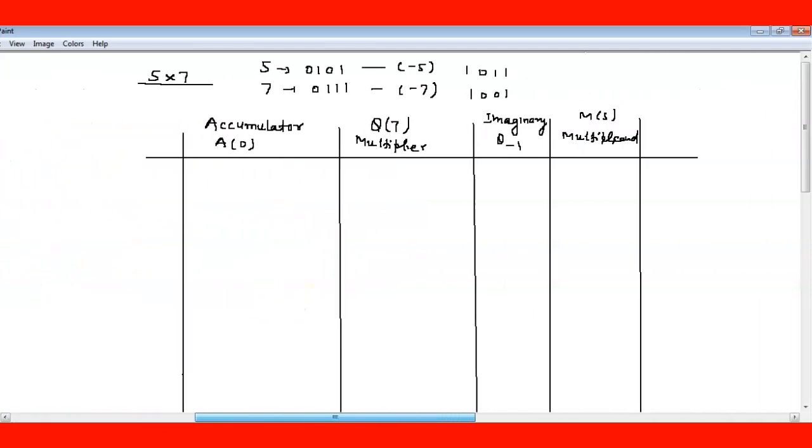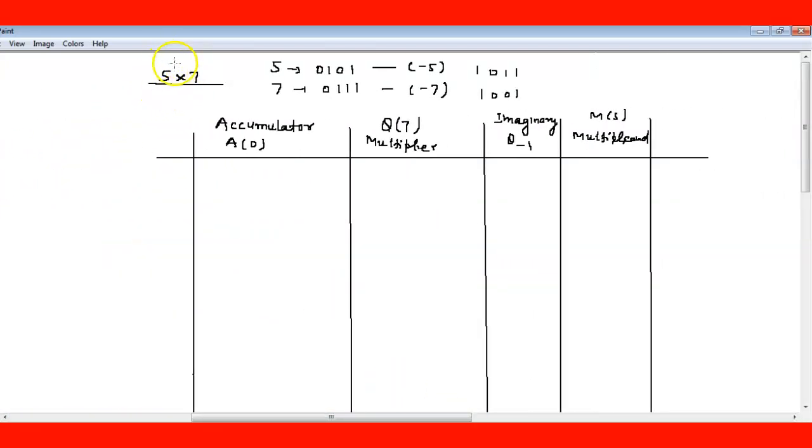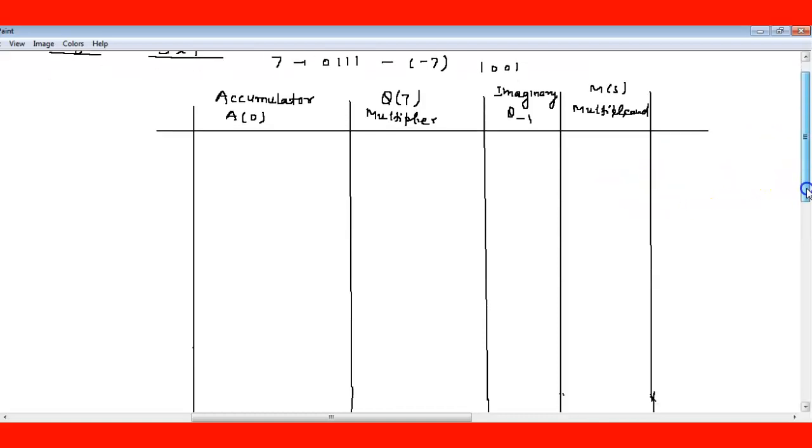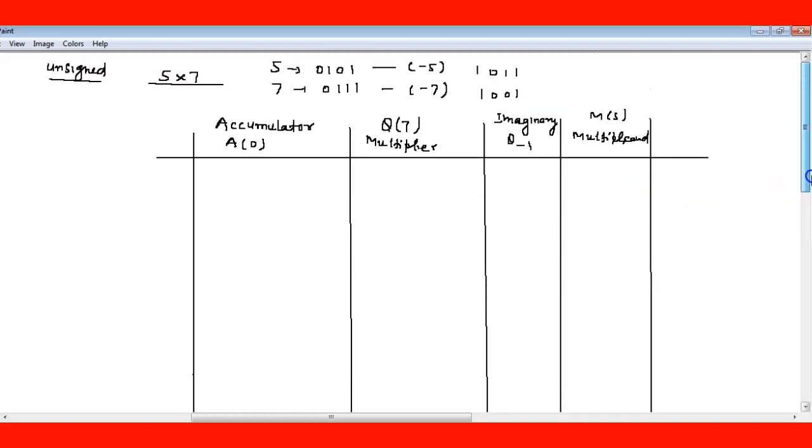So now, consider we are given the multiplication 5 into 7. Both are positive numbers, so these are unsigned numbers. First we will see Booth's algorithm for unsigned numbers, and then for signed numbers. Booth's algorithm is always applicable for both, so it is applicable for signed as well as positive numbers.